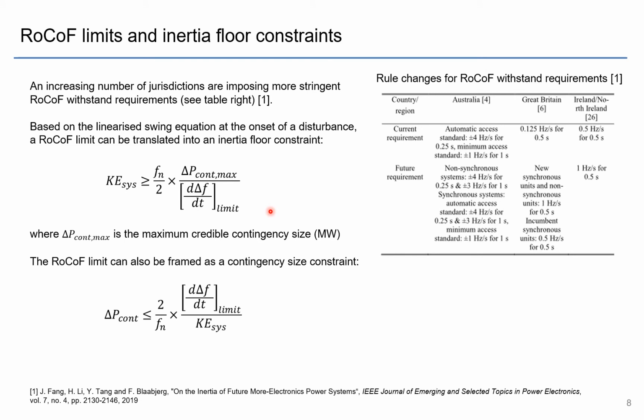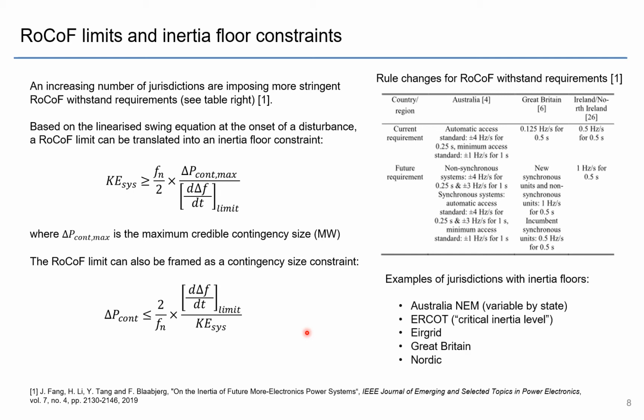Alternatively, this RoCoF limit can be framed as a contingency size constraint. So rather than saying what is the minimum inertia floor, we can say, what is the maximum contingency size that the system can handle given a system inertia? These are examples of some jurisdictions with inertia floors. The Australian NEM has inertia floors that are variable by state, depending on how big they are when they island off. ERCOT has a critical inertia level, and EirGrid, Great Britain, and the Nordic system also have inertia floors.